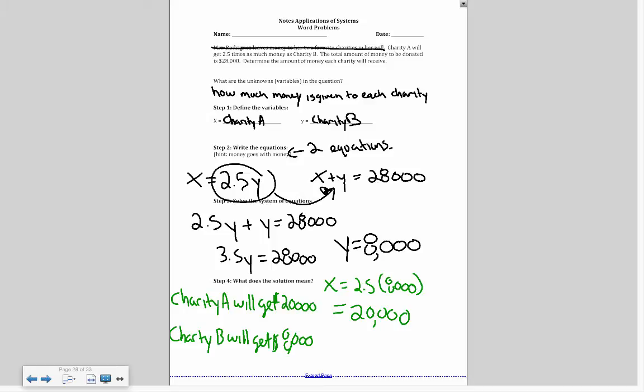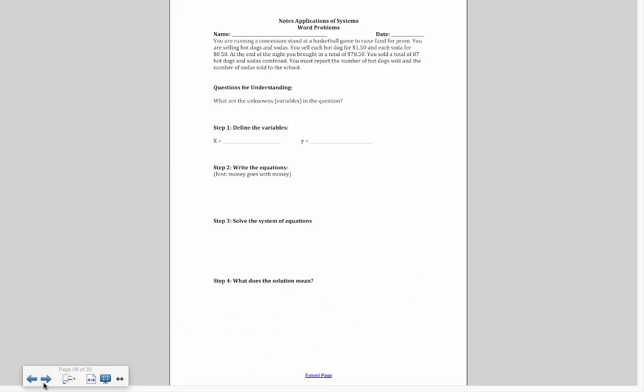The next type of situation, it is a little bit more complicated. So you're running a concession stand at a basketball game to raise funds for prom. You are selling hot dogs and sodas. You sell each hot dog for $1.50, each soda for 50 cents. At the end of the night, you brought in a total of $78.50. You sold a total of 87 hot dogs and sodas combined. You must report the number of hot dogs sold and the number of sodas sold to the school.